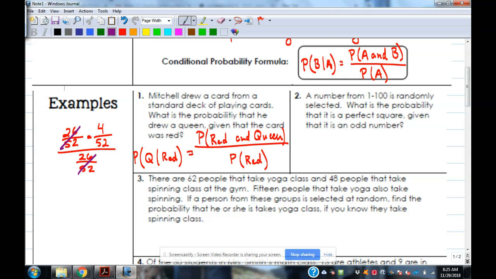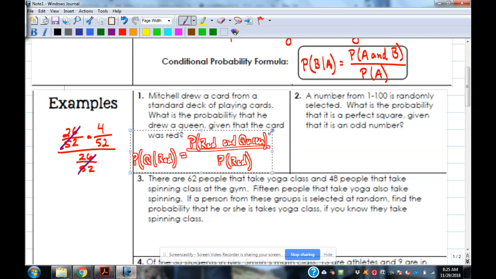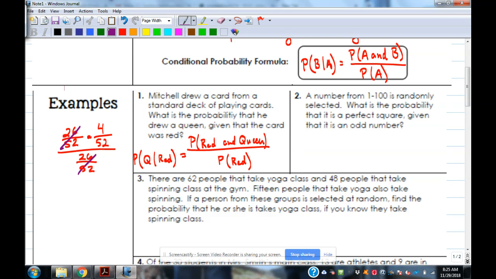I ran out of room. Grab that. Shrink it. Is it always going to be that same fraction there? Not always. Those are independent events, so that changes things. It's dependent events.